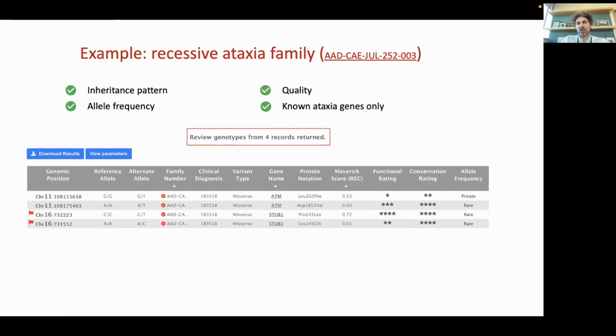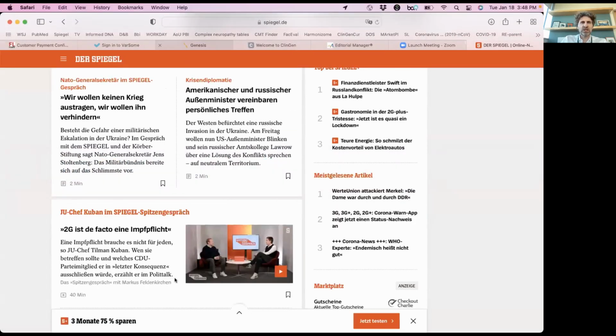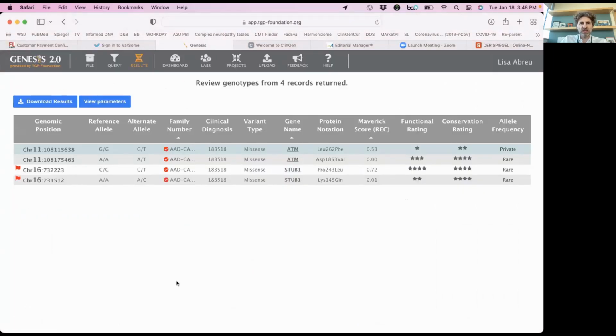This is probably a somewhat fortunate situation, but you can see how powerful these filters are. And in this particular case, we know that STUB1, actually these 2 here, are the ones that turned out to be the causative gene.